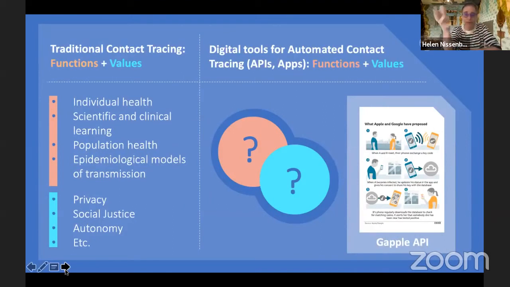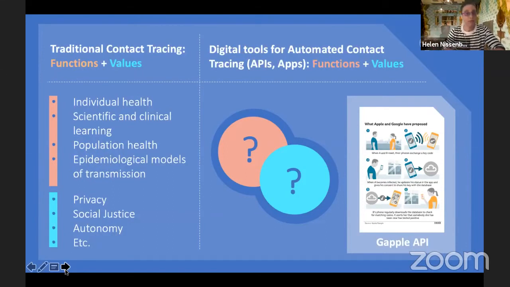And I was so happy, Ron, that you listed for us manual contact tracing, because finally things clicked into place when I started looking at the automated digital tools and had to check them back against traditional contact tracing. What were the functions that we were seeking and what were the values? Some that I've heard people talk about that I think are important: individual health, how can it help individuals who are exposed or who test positive? What kind of clinical or scientific learning can we take away?